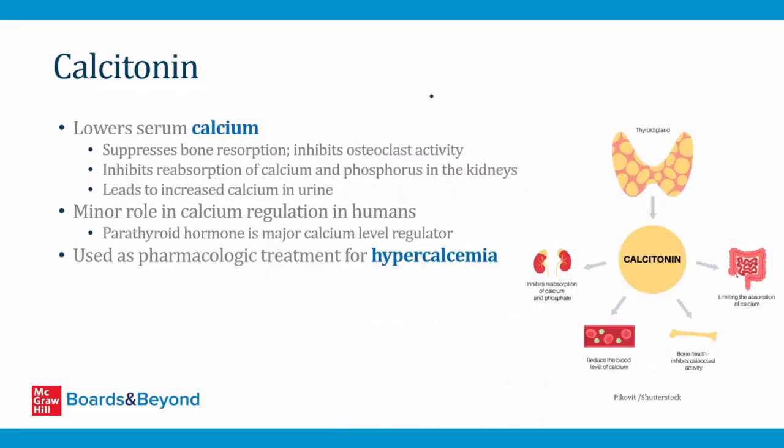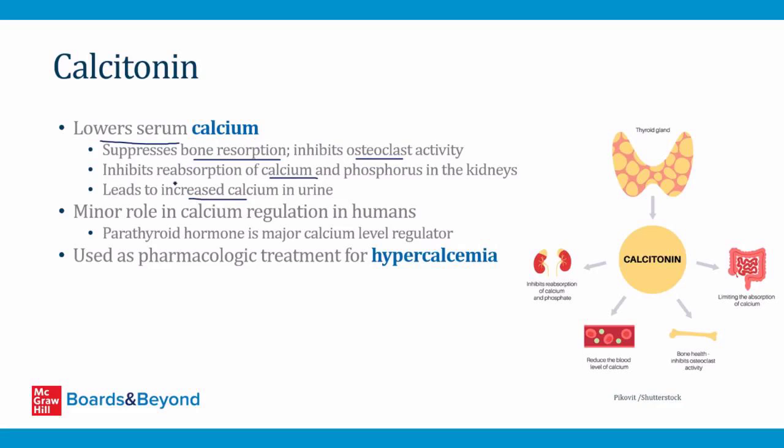So what does calcitonin do? Well, it lowers serum calcium through a couple of different mechanisms. First of all, it can suppress bone resorption by inhibiting osteoclasts. It also inhibits the reabsorption of calcium and phosphorus from the kidneys, and it leads to more calcium going out in the urine. So through all these mechanisms, calcitonin can lower serum calcium.